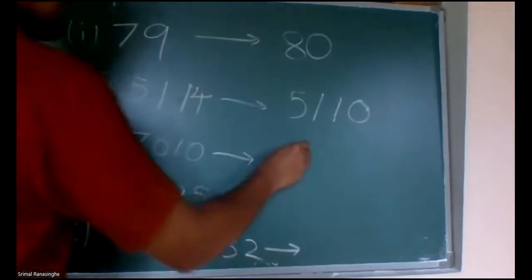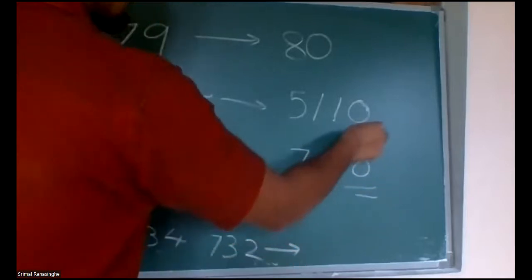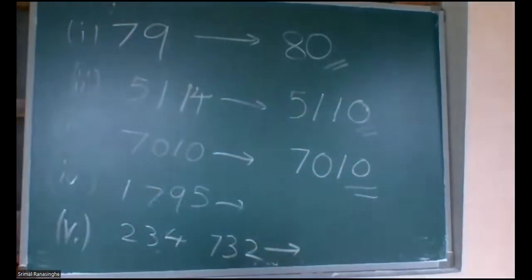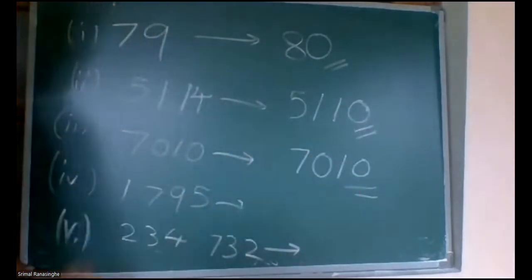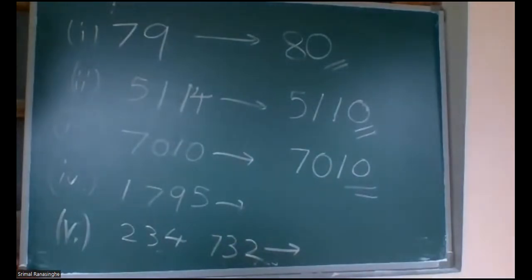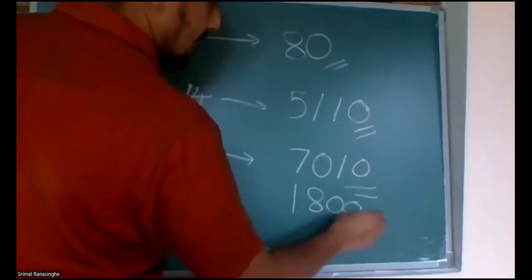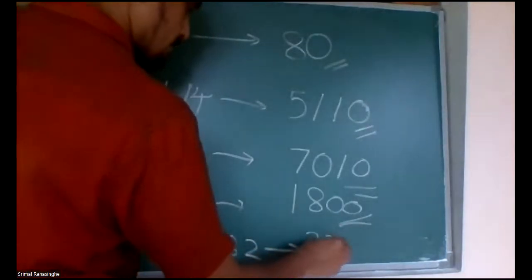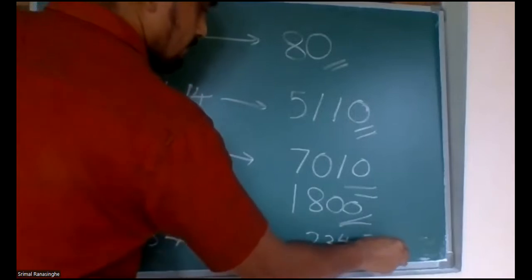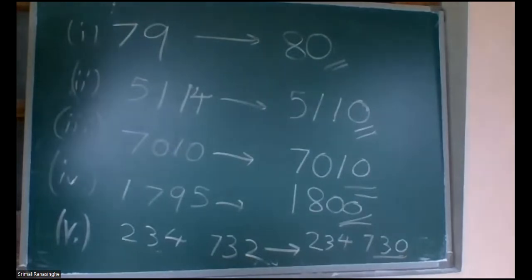7010. 7010 means same answer, right? Why? Because nearest 10 means that number. No any nearest 10s, no? Right. Next, 1800. Next, 234,730. Yes, very good. Right? That is the answer.